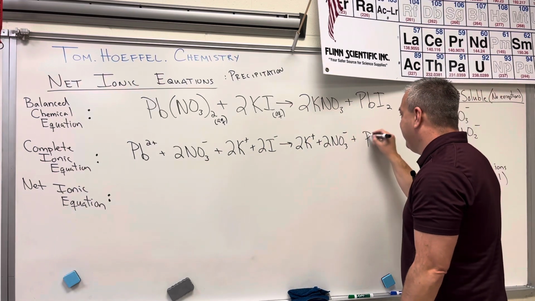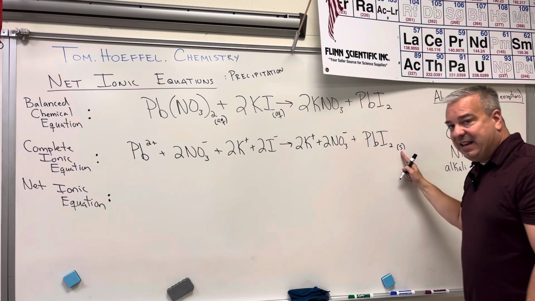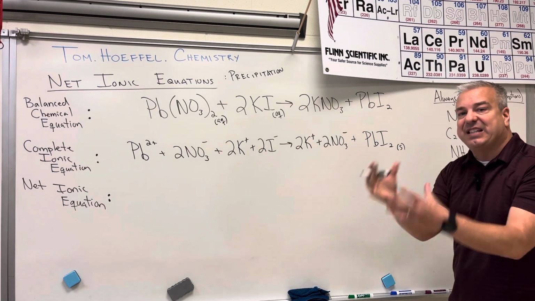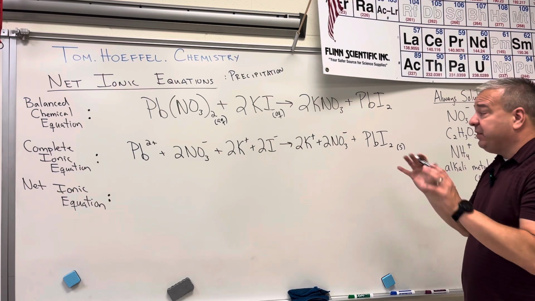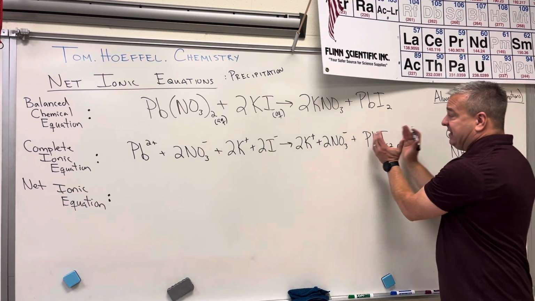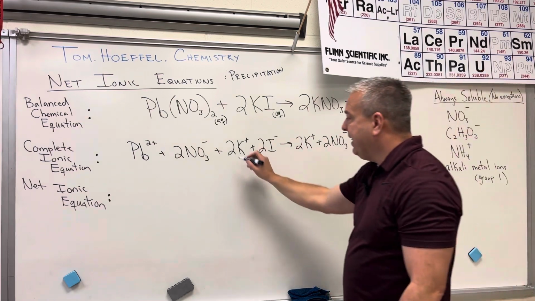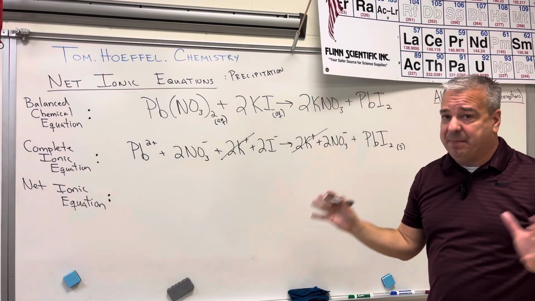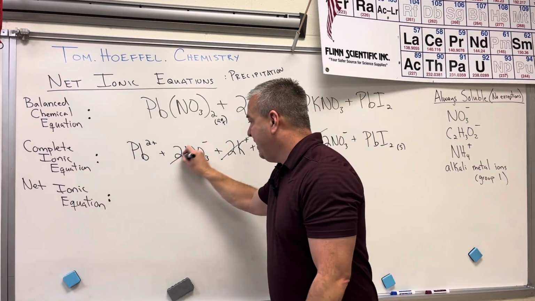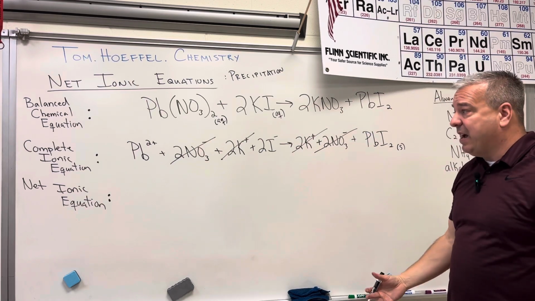So this guy is our insoluble. We give it an S, which stands for solid. So this will form a solid, and it will not dissolve in water. So it sticks together. We then cross out our spectator ions, which are going to be the potassium ions. They're just watching. Nothing's happening to them. The nitrate ions are crossing out. Nothing's happening to them. They're just watching.